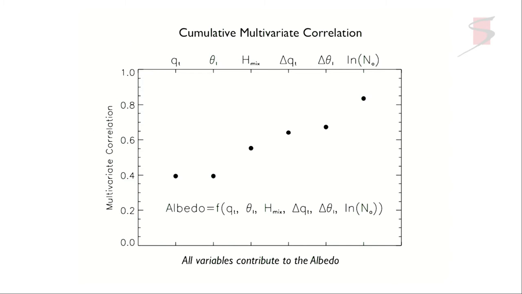If we did a multivariate correlation, this is a cumulative multivariate correlation, albedo is a function of these individual parameters plus the aerosol. You can see that everything matters. Some things seem to matter more than others, the depth of the mixed layer. The aerosol does seem to matter over here, but everything matters.